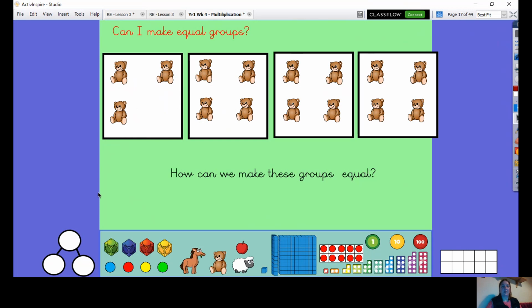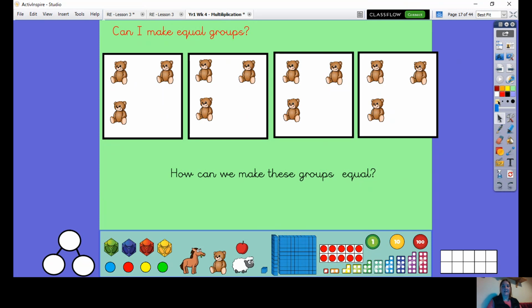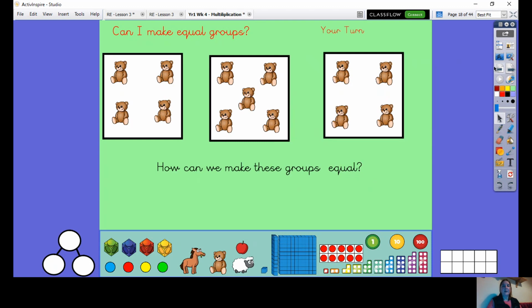Or let's go back to what it looked like originally. I could take a bear out of each of them so that they all now have 3 bears. So that's one way I could do it. Two different ways: I could either add another one to one of the groups or take away. So thinking about that, this is your turn. Have a look at these groups. They're not equal, but how can you make them equal? How can you make them all the same? Pause the video here and have a little think about that.